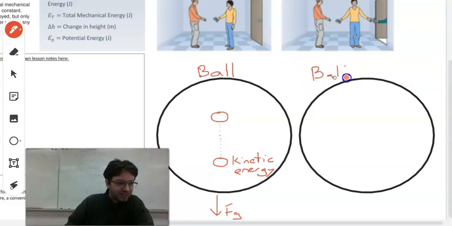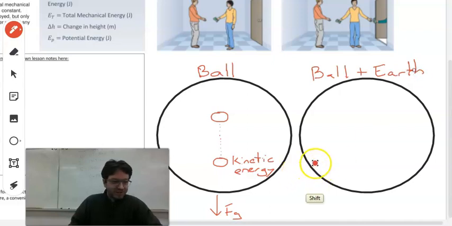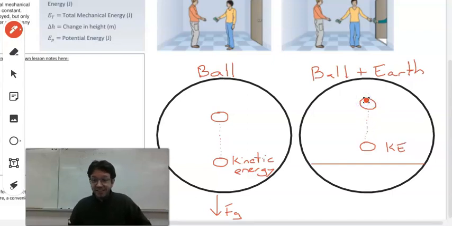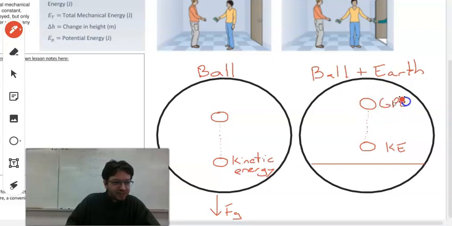But what if we assumed the ball and the Earth is our system? It's the whole thing, the ball and the Earth. Okay, so here we have the Earth. We throw the ball. Initially, it has, again, kinetic energy. And as it goes up, it now has potential energy due to the gravitational field of the Earth that it's in, which is now part of our system. So all the kinetic energy is gone, but it now has gravitational potential energy. Are these two situations different? No. Let's look at it mathematically.